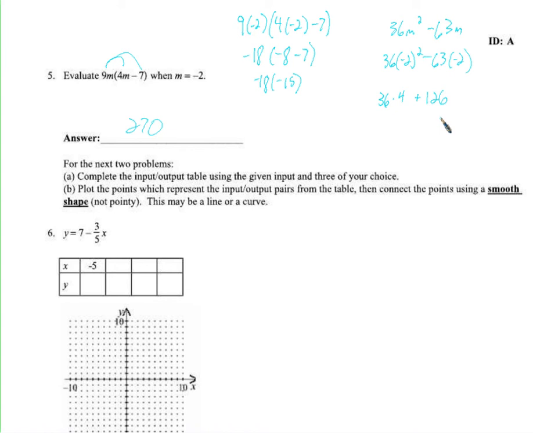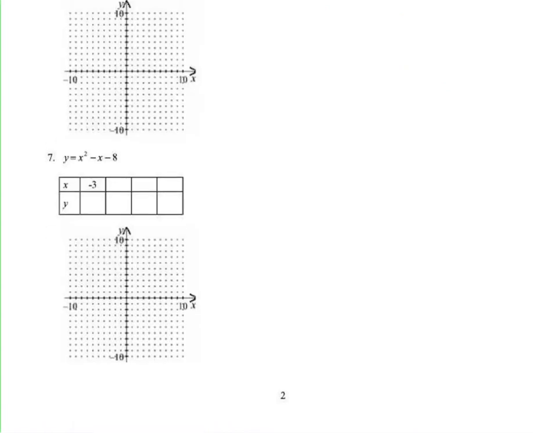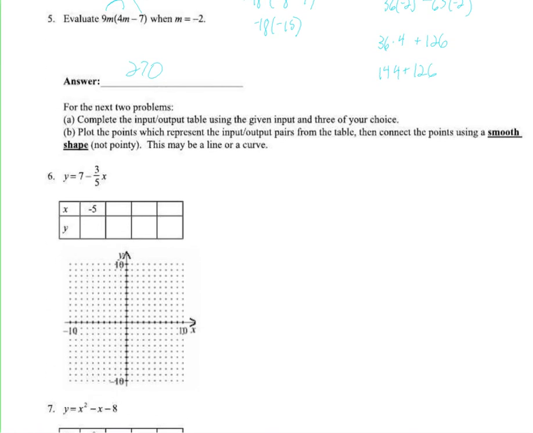Okay, so let's see. 36 times 4 is 144, that makes sense. So 144 plus 126, I'll bet you that's 270. Verify yourself, and comment and troll my video if I'm wrong. Okay, this is not cooperating.